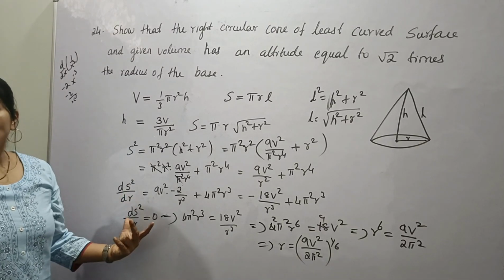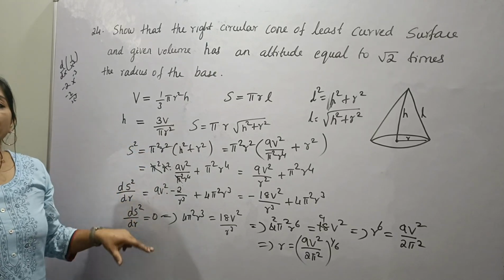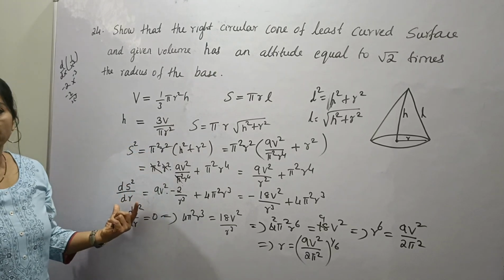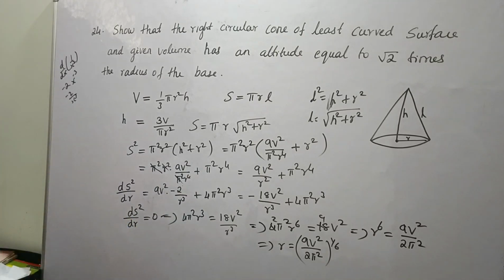Now we have to prove the curved surface area is minimum. So for that we have to find the second derivative of this s square. So let's find d square s square by dr square.